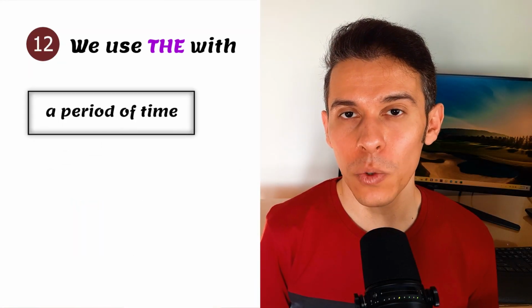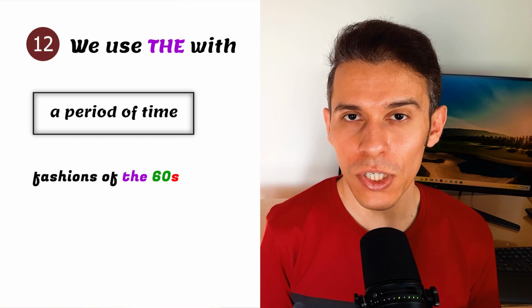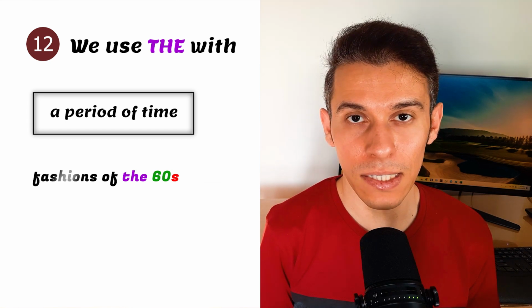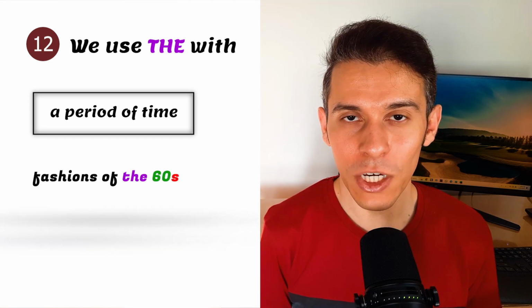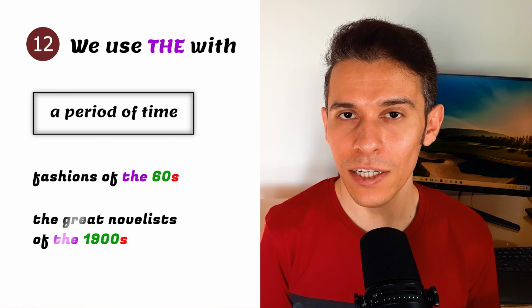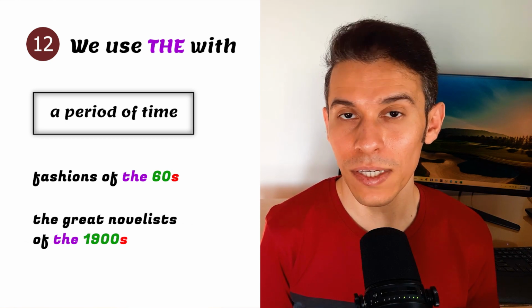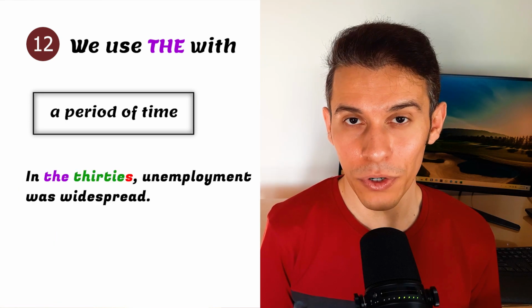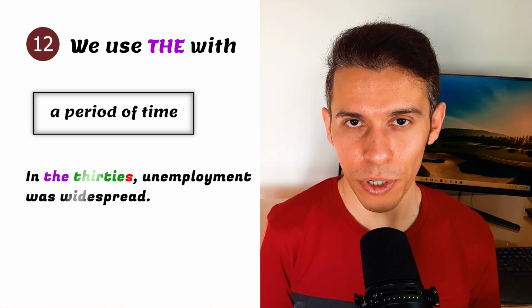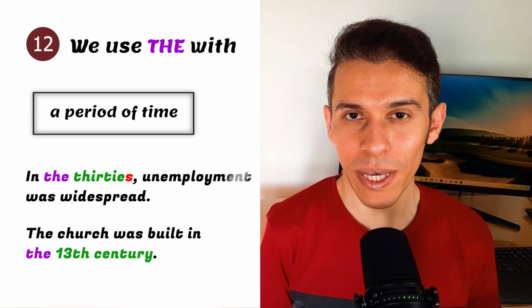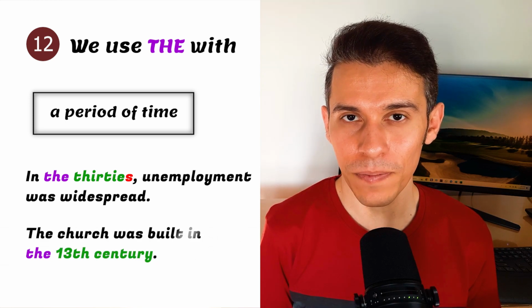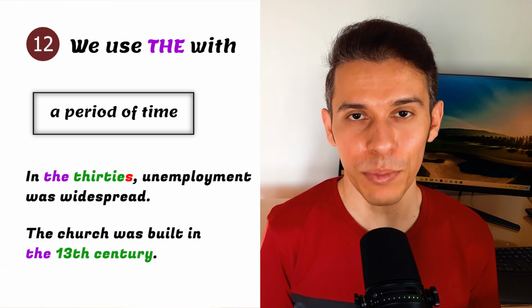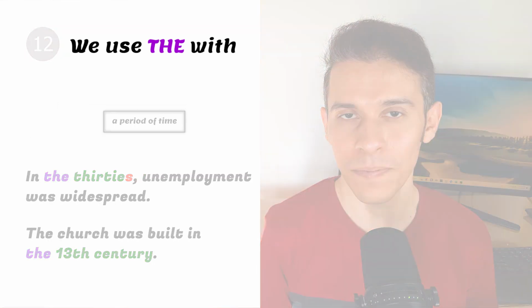Number 12. We use the with a period of time. Fashions of the 60s. 60s, it's a period of time. The great novelists of the 1900s. 1900s is a period of time. It's a decade. In the 30s, unemployment was widespread. The church was built in the 13th century. In the 13th century is a period of time, so we use the.